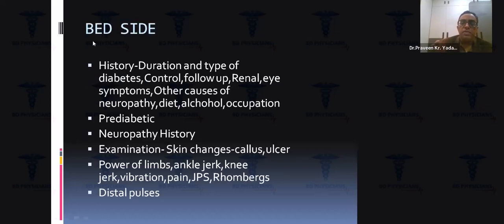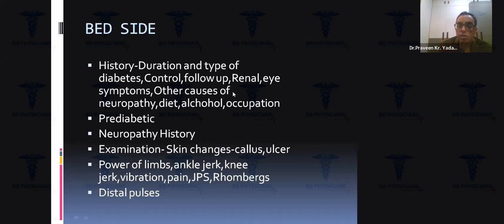So when we see a patient at the bedside with diabetes, this is the basic approach which every doctor should have. You should get the history of the diabetes, the duration, the type of the diabetes, whether it is type 1, type 2, what is the control of the sugars, how well the sugar is controlled, whether the patient is taking the medications, whether the patient is on regular follow-up.